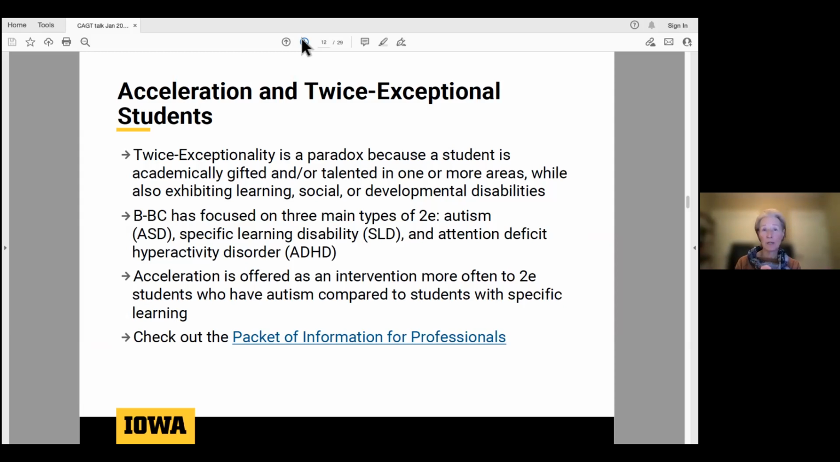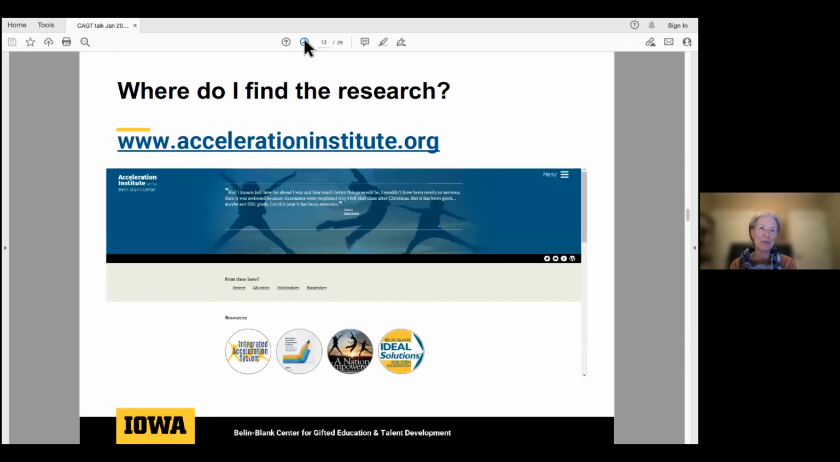At the Belin-Blank Center, we've focused on three main types of twice exceptionality: autism, specific learning disability, and attention deficit hyperactivity disorder. Acceleration is often offered as an intervention, more often to twice exceptional students who have autism compared to students, for example, with a specific learning disability. If we have time, I'm happy to answer more questions about that, but you'll also have access to my email if you have other questions.